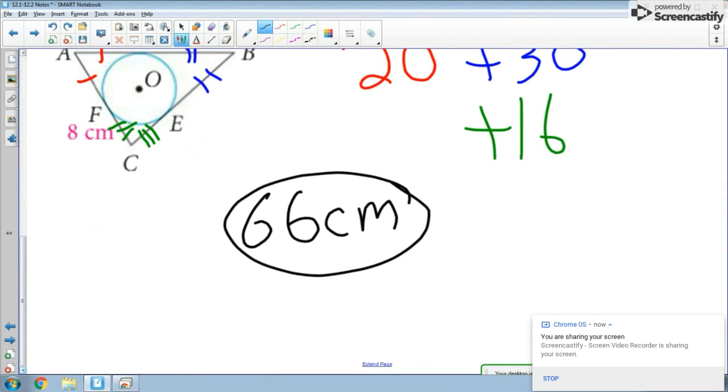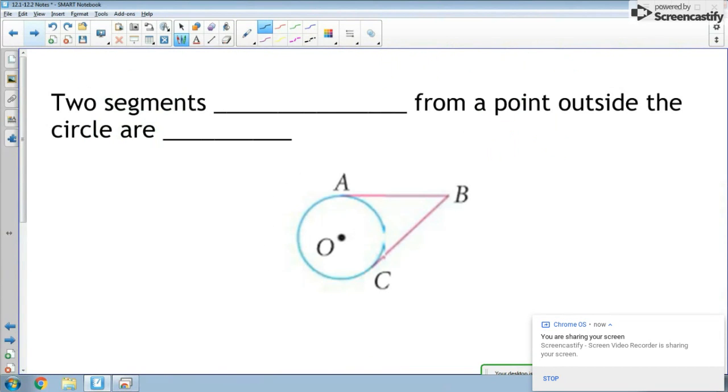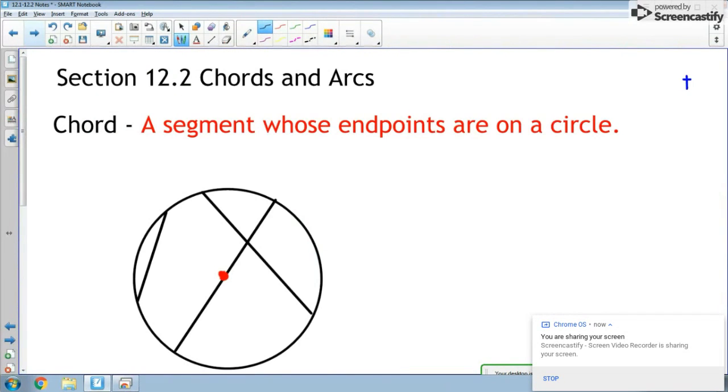So consider this video 10.1 B or something like that. I don't know. So we filled that in already. And now we're on to section 12.2.